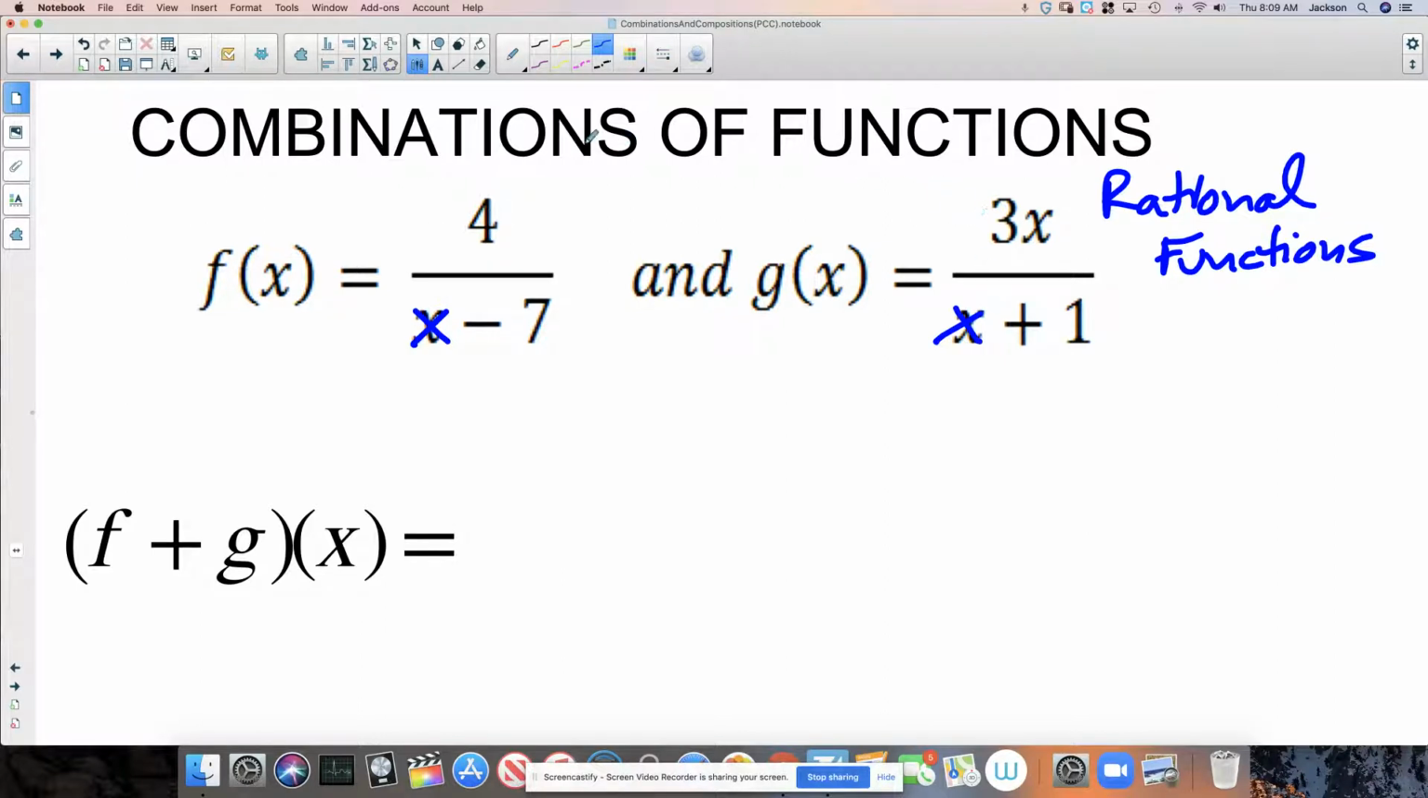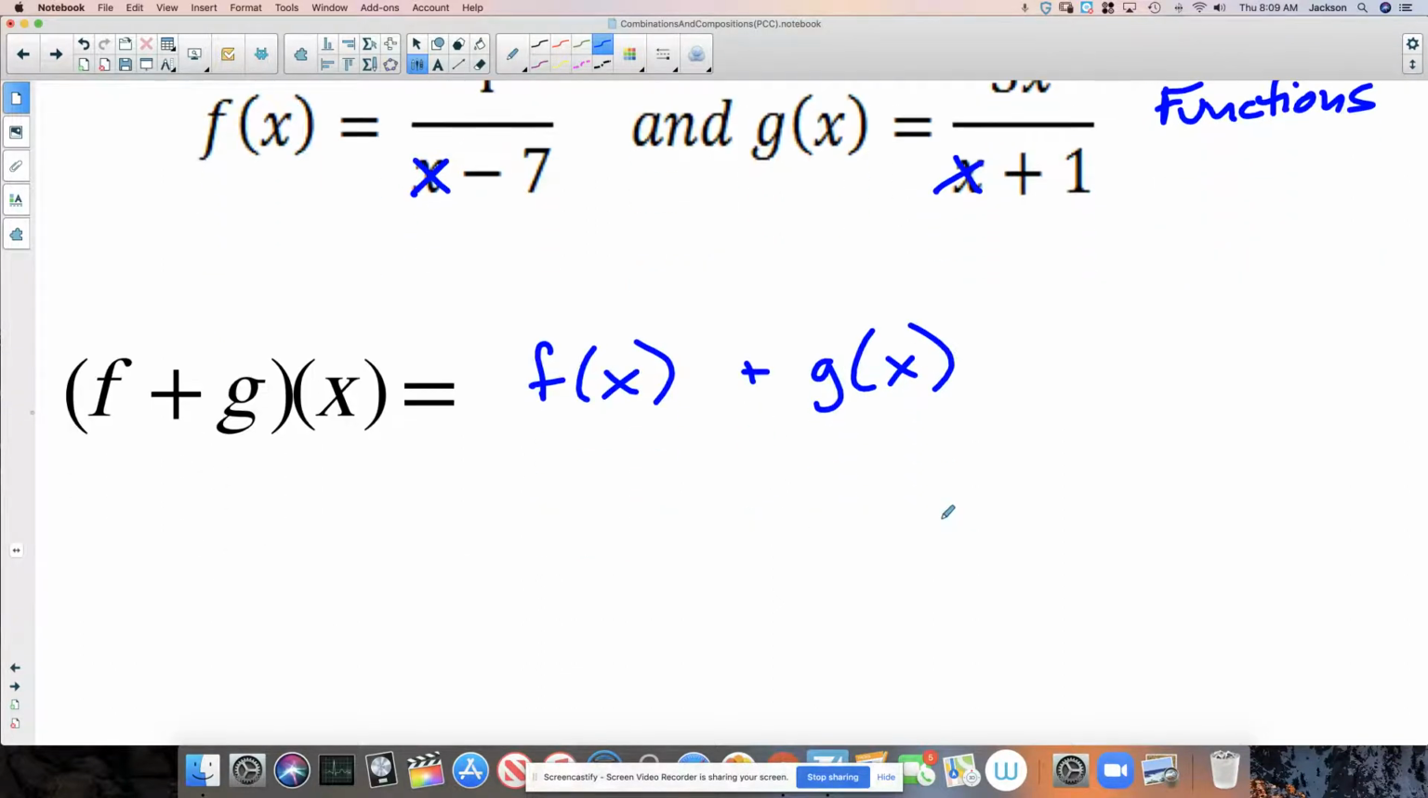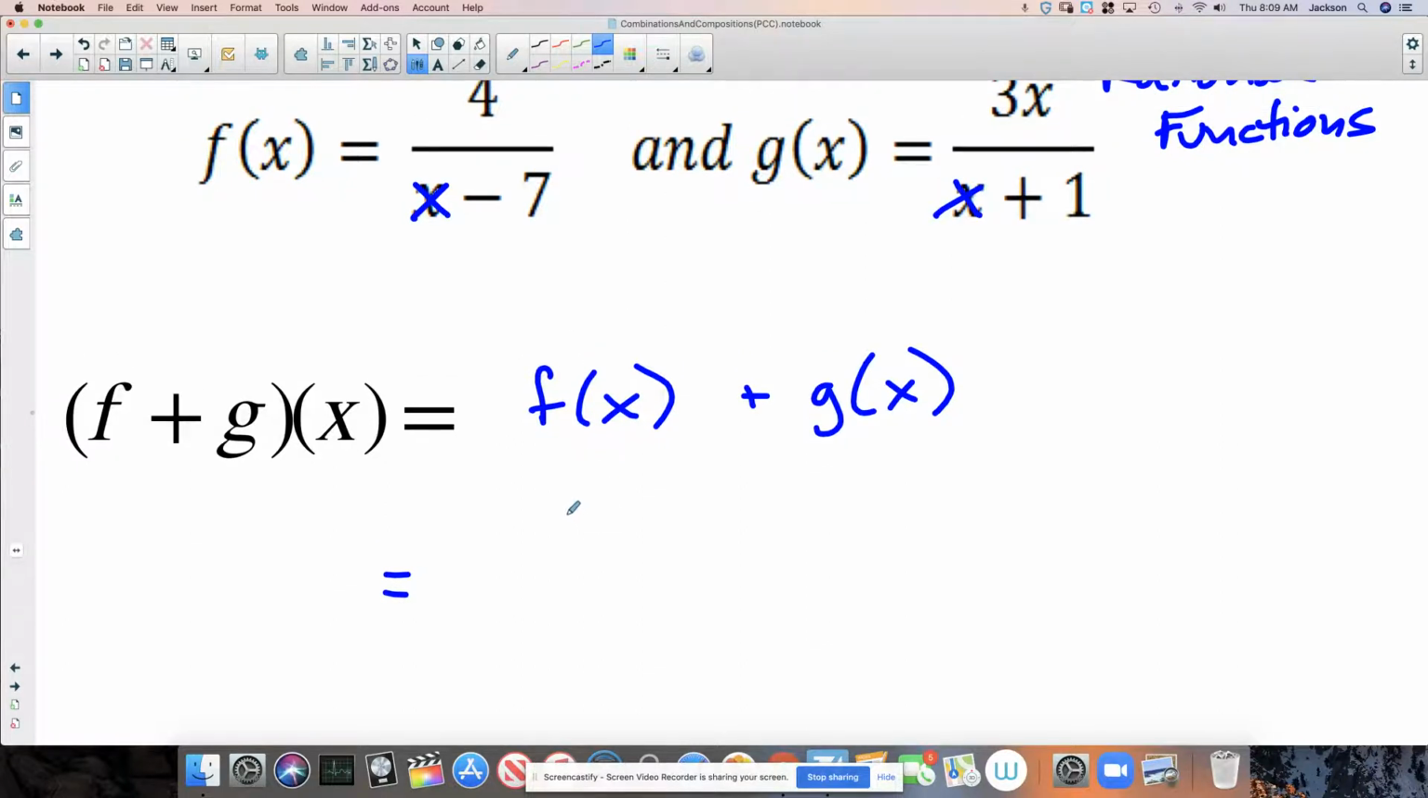Now, we talked in a previous video about when you get a function that is a combination f plus g, really all we're doing is taking f of x and adding g of x to that. And when they're polynomials, it's not that complicated. But when they're rational, we've got to follow the rules of fractions here. So f of x is 4 over x minus 7, and g of x is 3x over x plus 1.